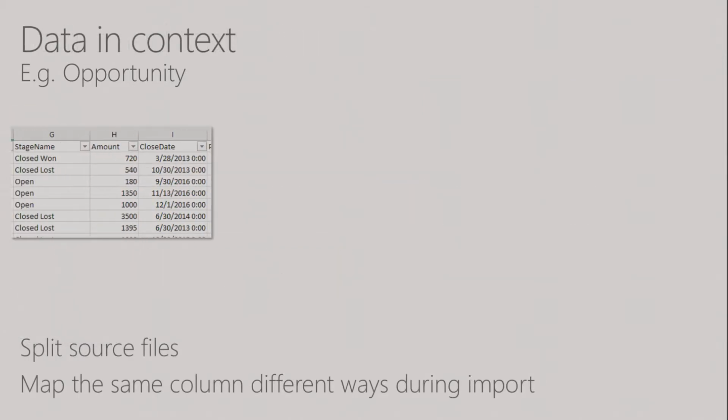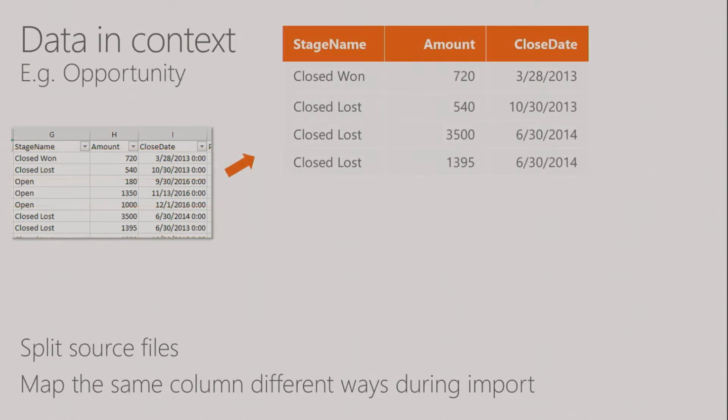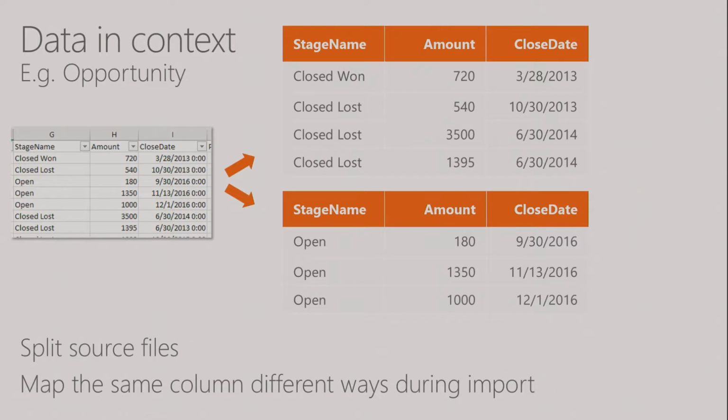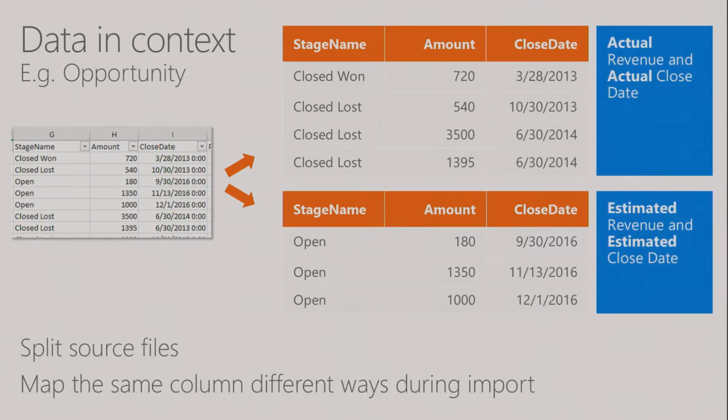We also want to split the file. So in this case, this file has both open and closed opportunities. Some of them won, some of them lost. What I'm going to do is take all of my closed opportunities and move them one way. I'm going to take my open opportunities, move them into a different file, and that means I can map them differently. So in this case, the amount and close date are going to map to actual revenue and actual close date when I do my mapping.